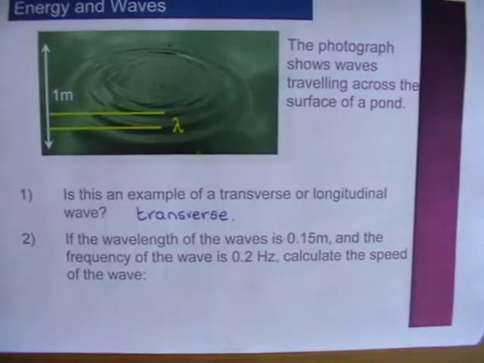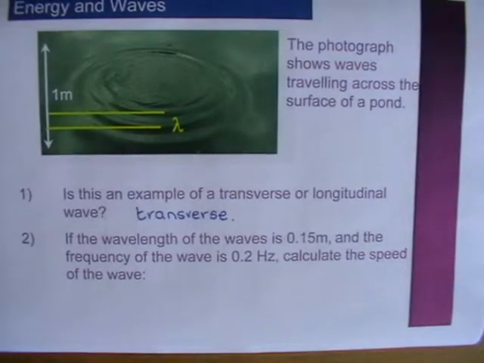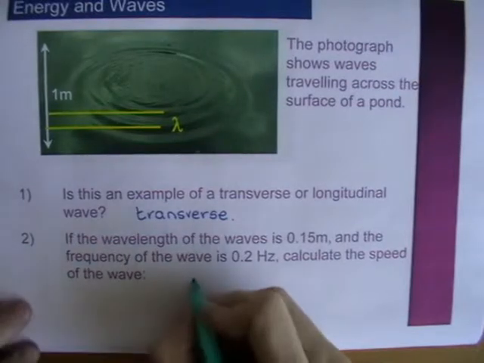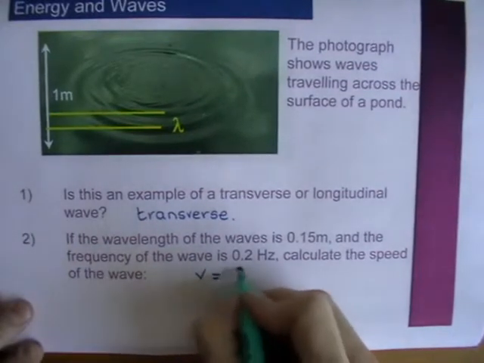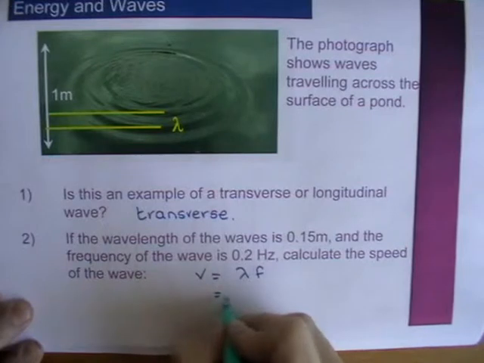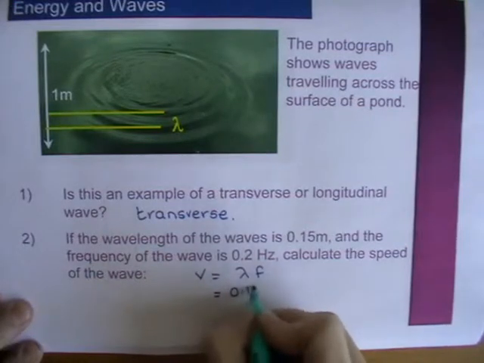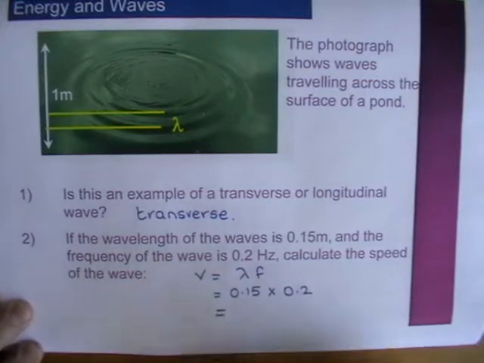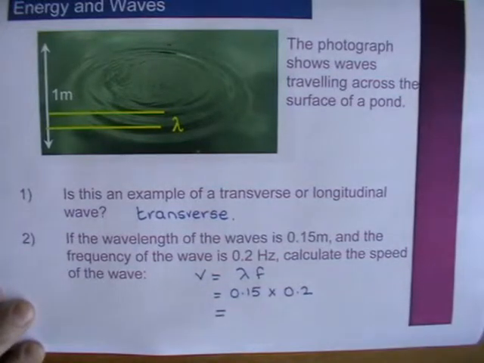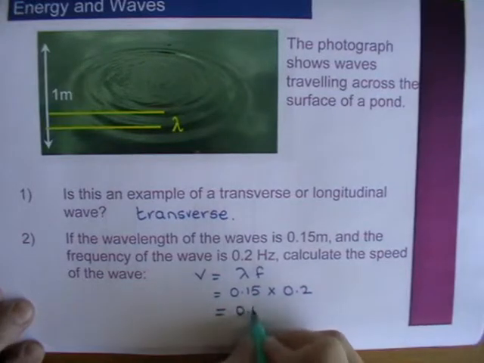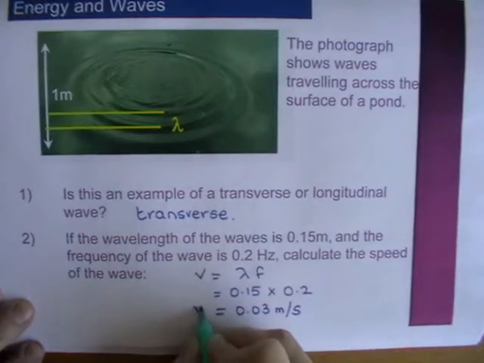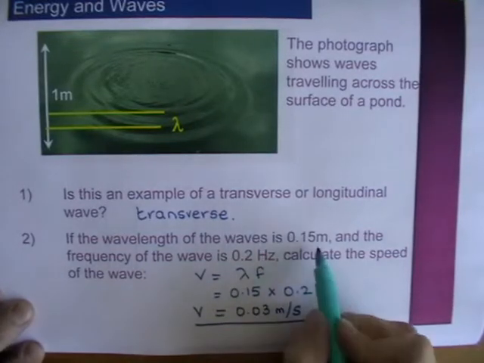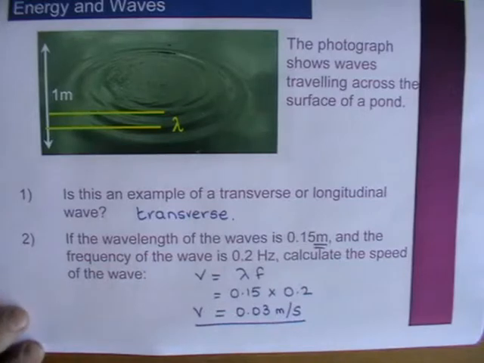If the wavelength of the waves is 0.15 meters and the frequency is 0.2 Hertz, calculate the speed of the wave. So you're using V equals lambda f, and that is equal to 0.15 multiplied by 0.2. And so 0.15 by 0.2 gives you 0.03 meters per second. So we know it's meters per second because the wavelength has been measured in meters.